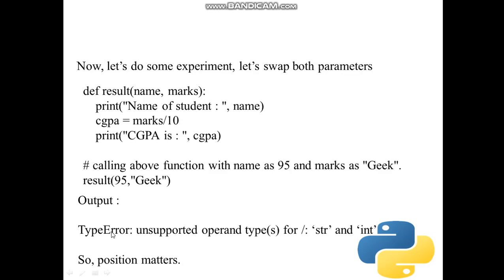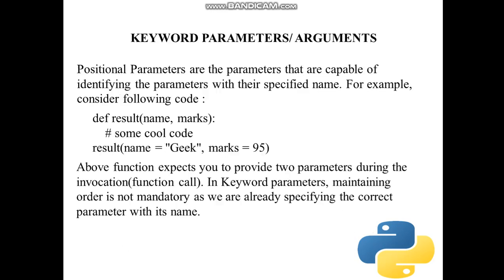Now let's do some experiment. Let's swap both parameters. Now, same function result, and while calling, we will write 95 first and then the name of the student. Now what will your interpreter do? It is going to generate an error. Okay, so that is the positional parameter. Understood? In the same position we have to pass the arguments.